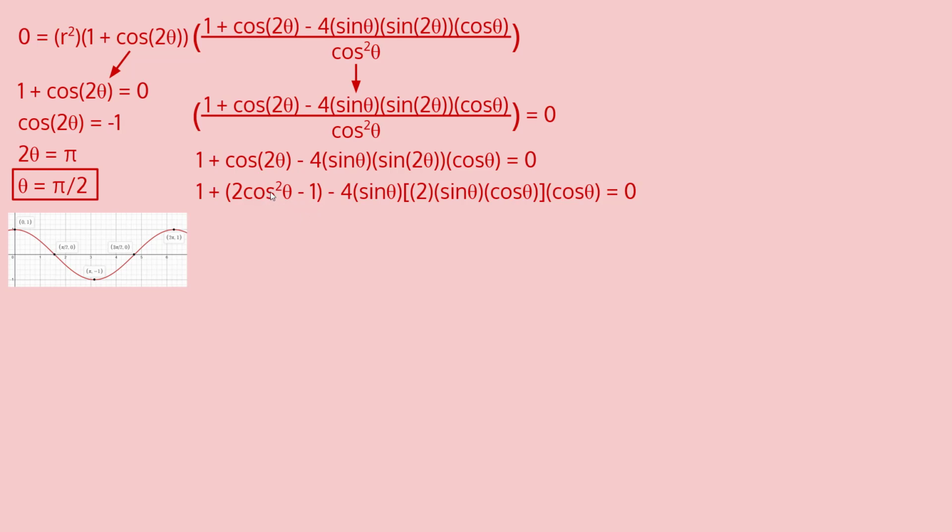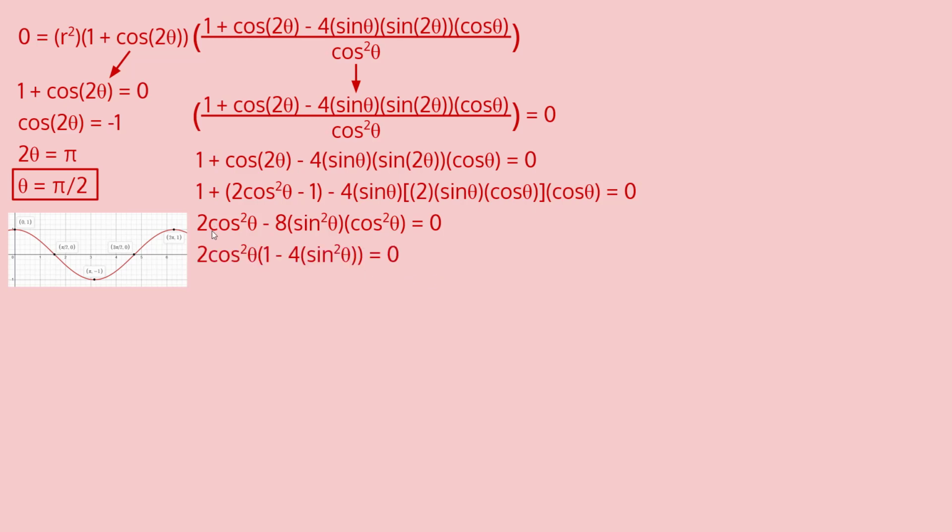And the reason why I chose this specific identity is because the plus 1 and the minus 1 will cancel out really nicely. And then also, look, we have sine 2 theta. That's the same thing as 2 times sine theta times cos theta. So I can sub that in there as well. So the 1's cancel out. So we have 2 cos squared theta. Then here we have negative 4 times 2 is negative 8. Sine theta times sine theta is sine squared theta. And cos theta times cos theta is cos squared theta.